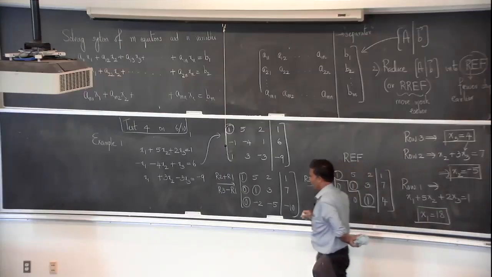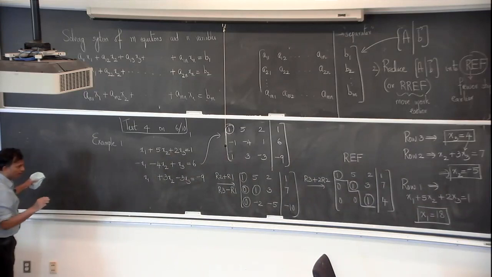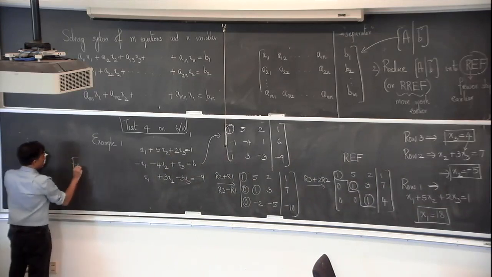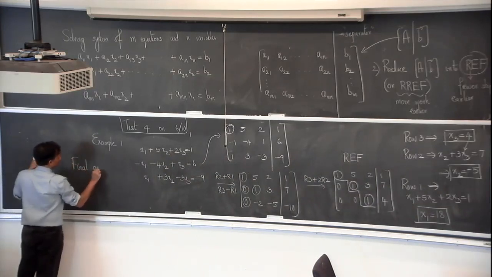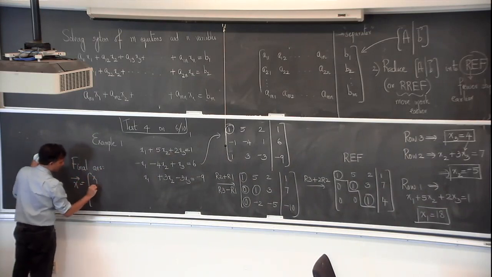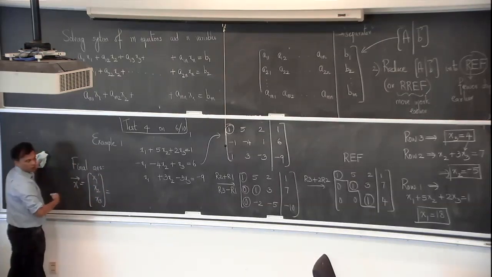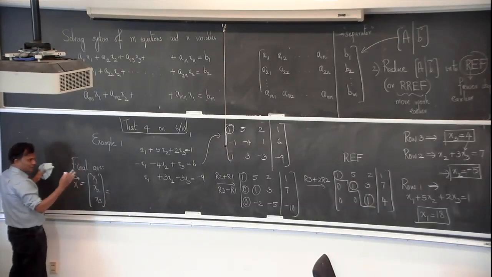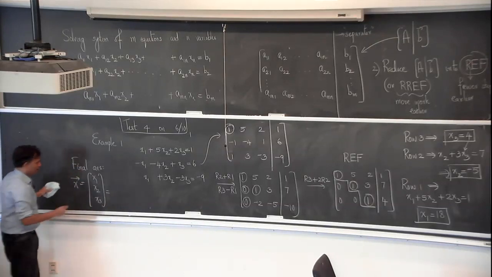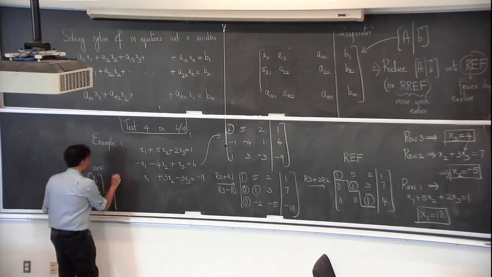I want all of you to develop the practice of writing the answer in an efficient way. The final answer is vector x equal to x1, x2, x3. This is something we're going to do throughout the linear algebra part of this course. So please arrange your answer in vector form, equal to 18, -5, and 4.